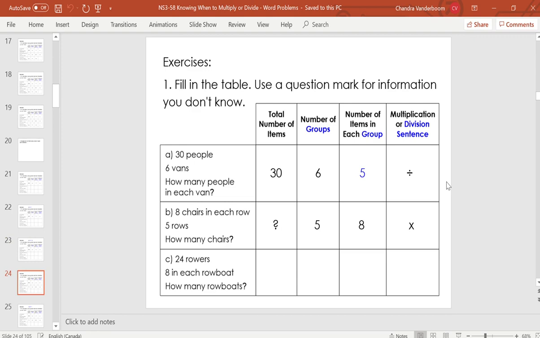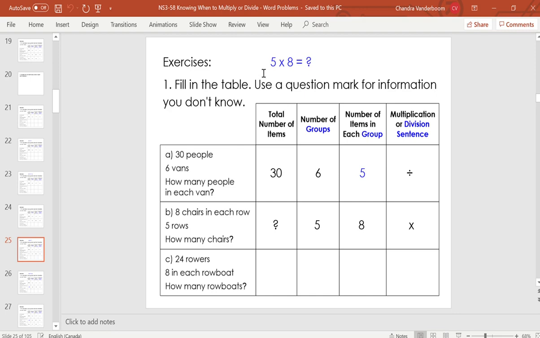How about B? 8 chairs in each row, 5 rows. How many chairs? So there we've got our information. What we were looking for is the total number of items. And we decided we need to do a multiplication here because we don't know our total. So here's our question. 5 groups times 8 in each group, or 5 rows times 8 chairs in each row equals how much?